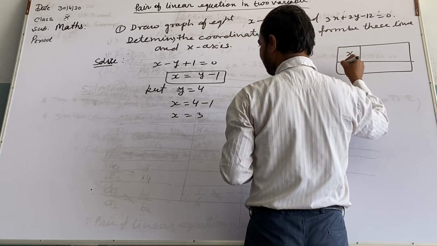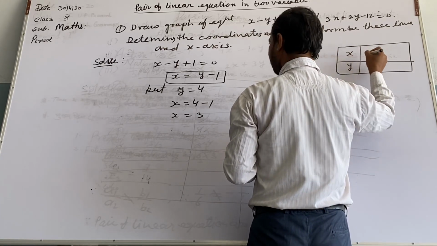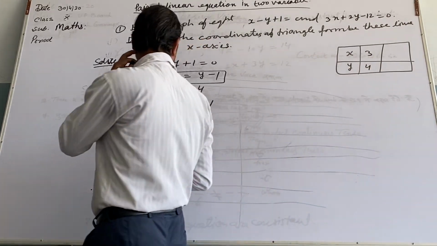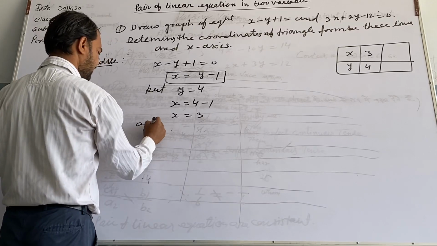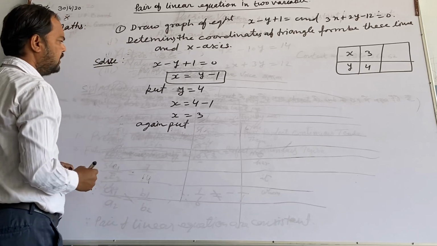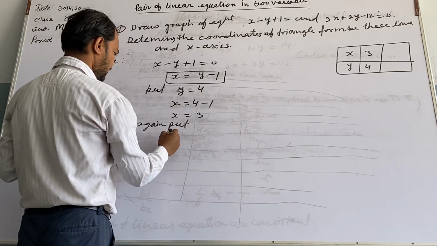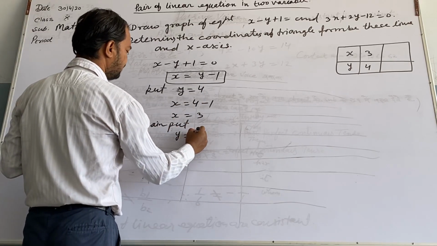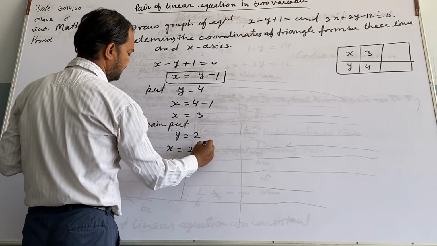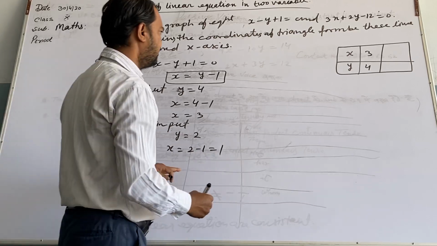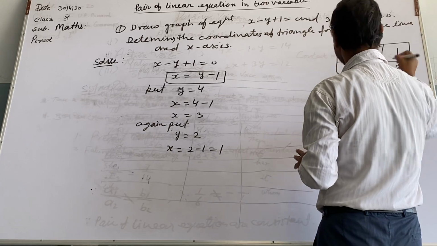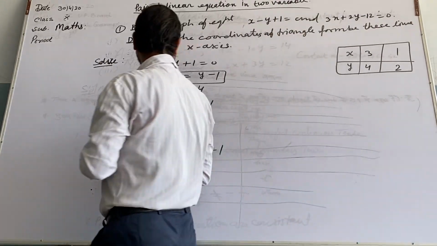X, y. X is 3, y is 4. Again, put any other value of y. You can put here y equal to 5 or y equal to 2. You can get x equal to 2 minus 1, that is 1. When you put y equal to 2, x equal to 1. These are the two solutions of the first equation.